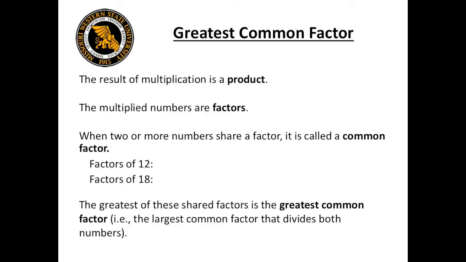Consider the number 12. What two positive integers can we multiply together to obtain 12? 1 times 12 results in 12. 2 times 6 results in 12, as does 3 times 4.